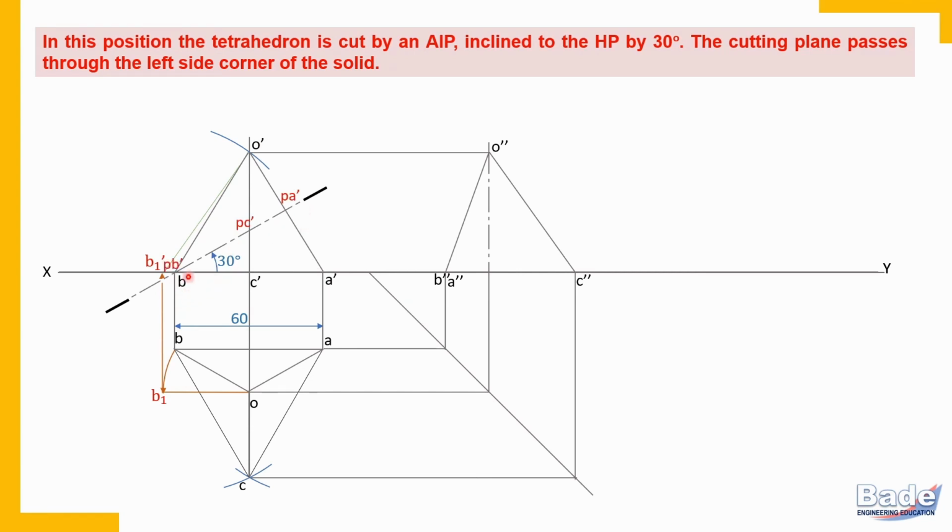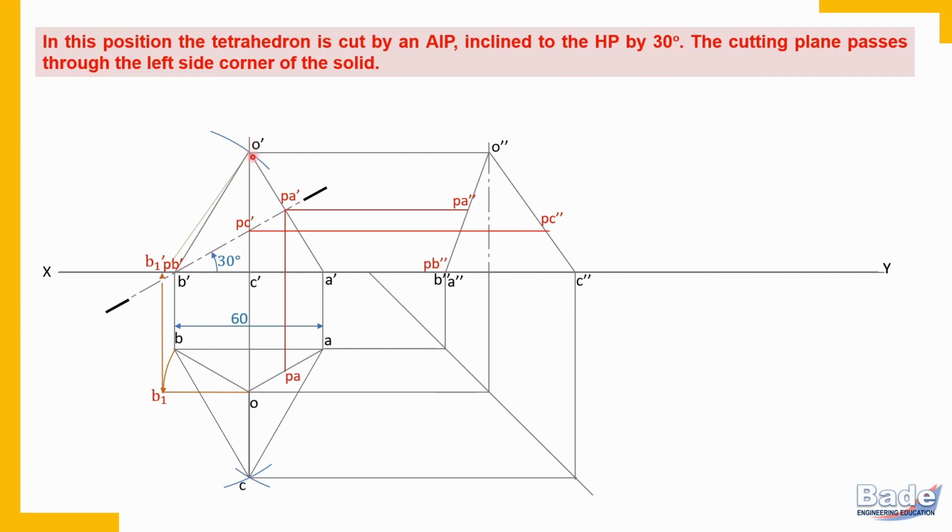So section is a triangle with these three corners, PA, PC and PB. Let's proceed. PA on edge OA, PC on edge OC and PB is exactly at point B. So here it is PB. Similarly, these three corners in the top view. So PA on edge OA, PC on edge OC. Do you remember the procedure how to do this?